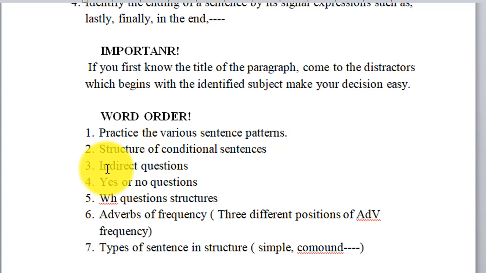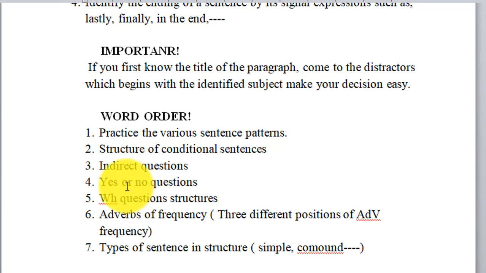For example, can you show me where I put my wallet? Can you show me the place where I put my wallet? It should be 'where I put my wallet', not 'where do I put my wallet'. That is: WH word, subject, verb. Using this structure we can always adjust an indirect question.